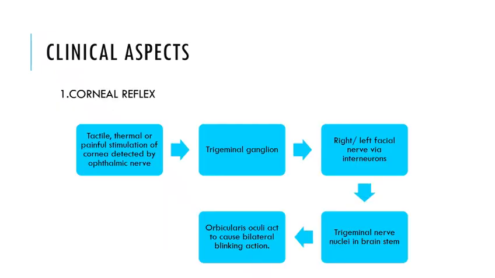Now the clinical aspects. First, the corneal reflex. Basically, here there are afferent fibers and efferent fibers. Afferent fibers are carried through the nasociliary nerve and efferent fibers are carried through the facial nerve. So tactile, thermal, and painful stimulation of the cornea are detected by the ophthalmic nerve and go through the trigeminal ganglion. There is right-left facial nerve connection via interneurons, then trigeminal nerve nuclei in the brainstem, and the orbicularis oculi to cause bilateral blinking actions.